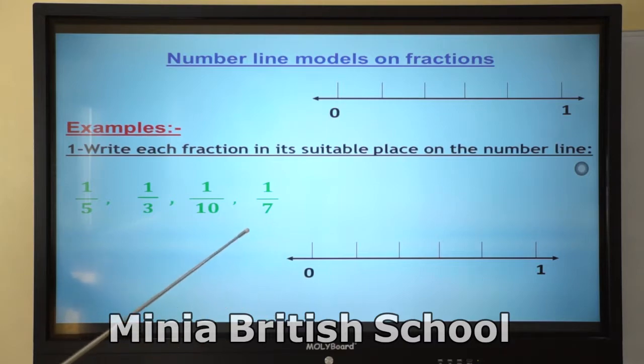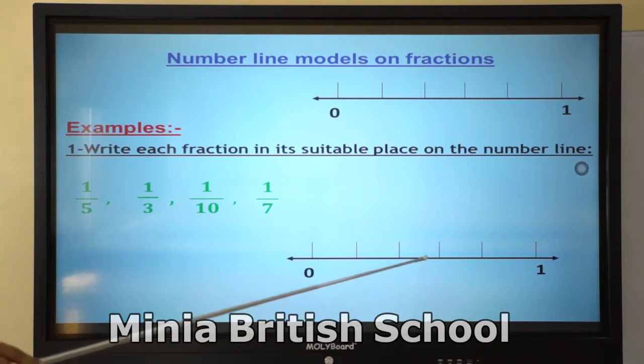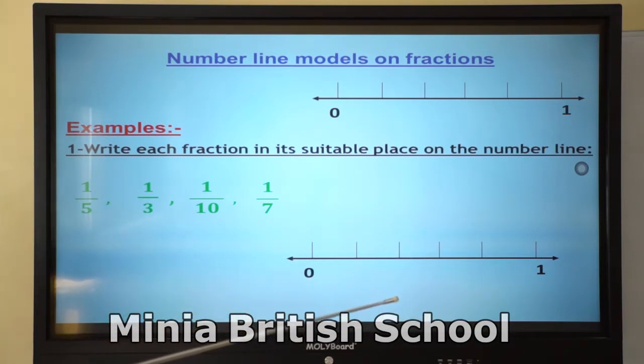Where is the smallest number here? Here I have 0, so I start from the smallest to reach number 1, the greatest. So you have to order these fractions in ascending order. Here I have the same numerator, so the greatest denominator is the smallest fraction.